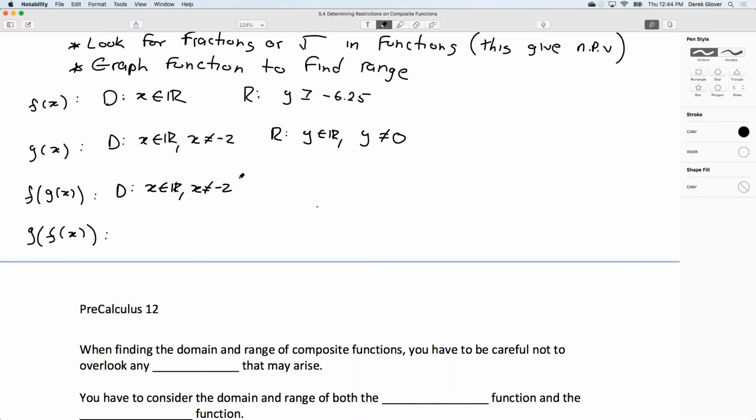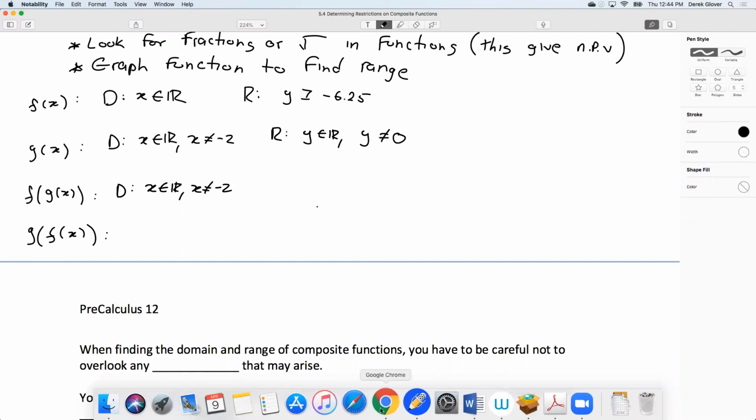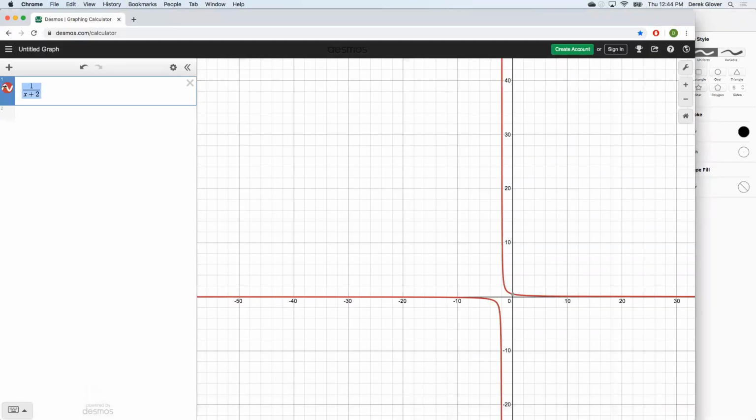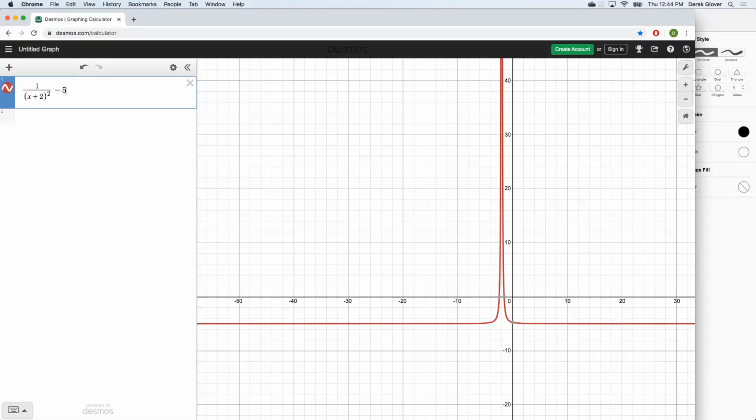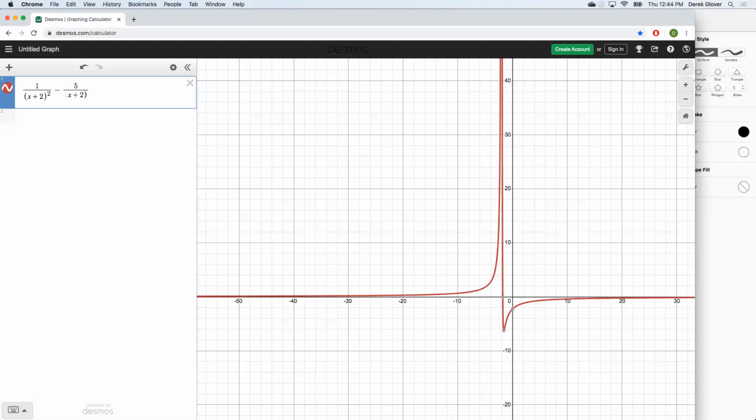I'm going to have to actually graph this thing though. So it's 1 over x plus 2 squared minus 5 over x plus 2. The function looks a little something like this.